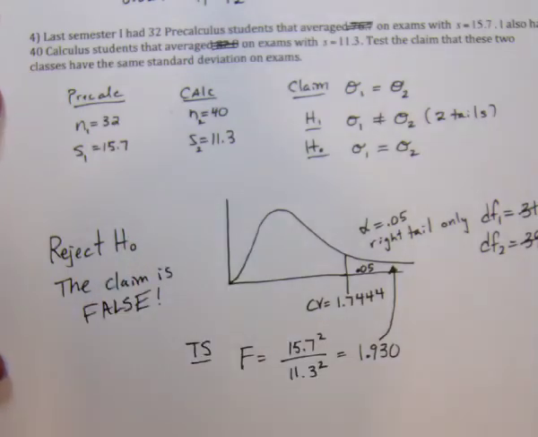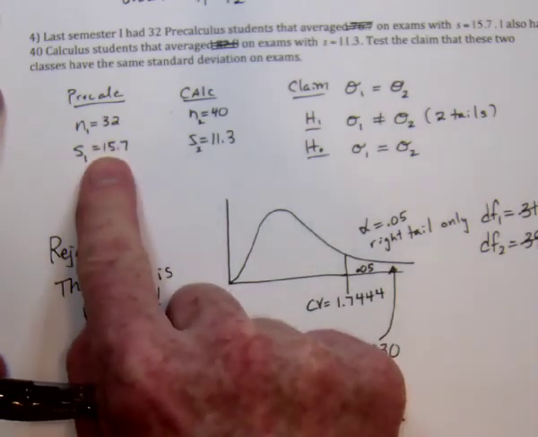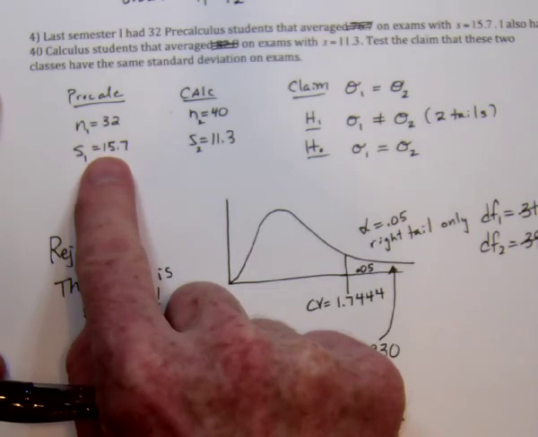So we're talking about standard deviation, which is consistency. That means that this class actually has a bigger standard deviation, which means less consistency than these people.